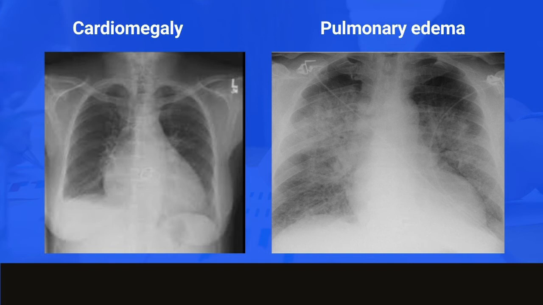heart failure. In the next X-ray, you can see a bat wing pattern due to alveolar edema. In acute cases of pulmonary edema, alveolar edema radiates symmetrically from the hilar regions, giving a bat wing appearance.